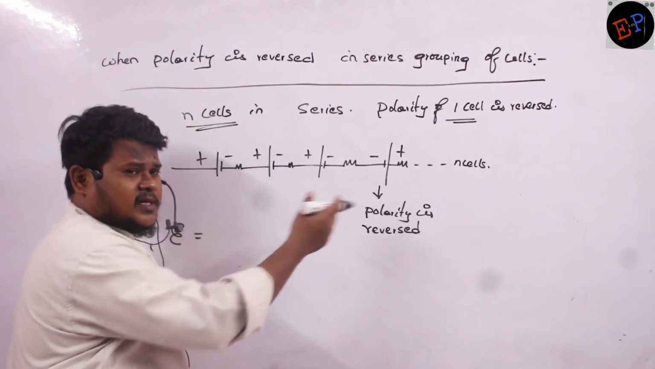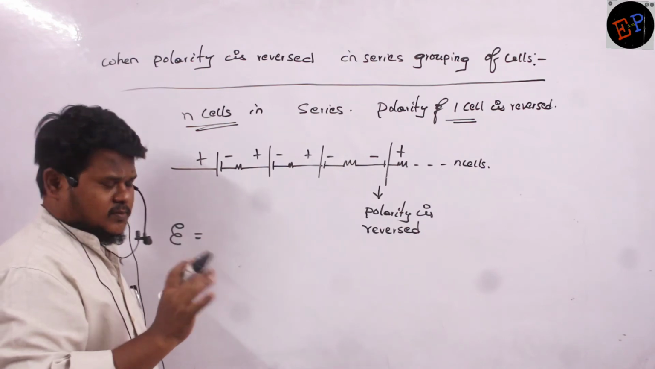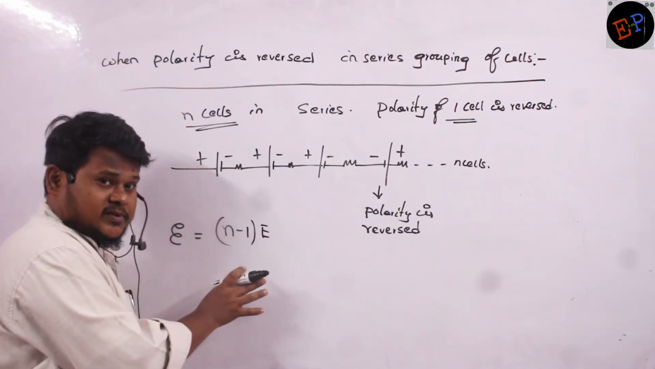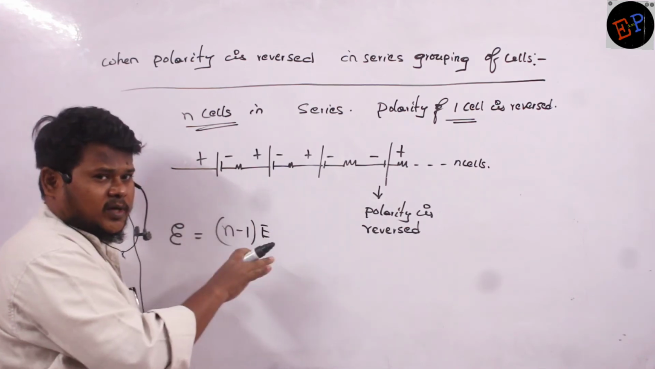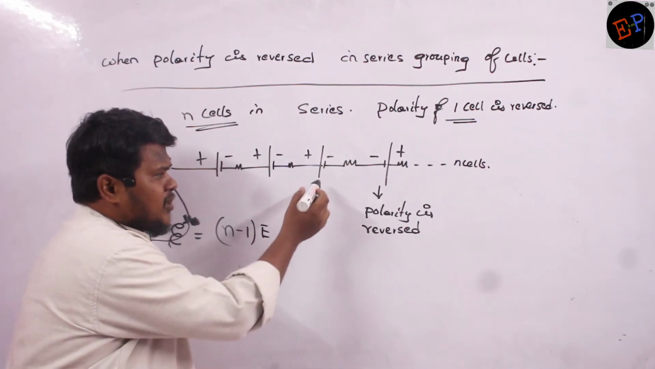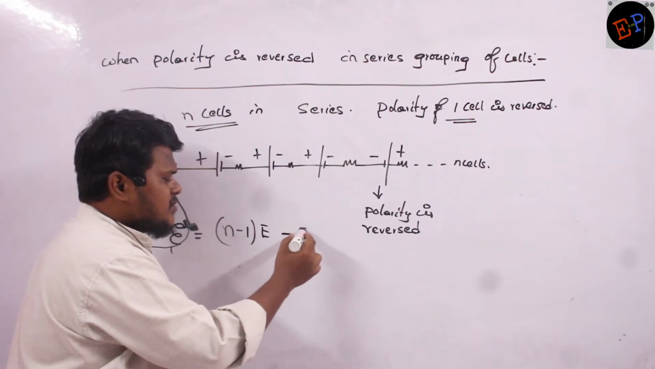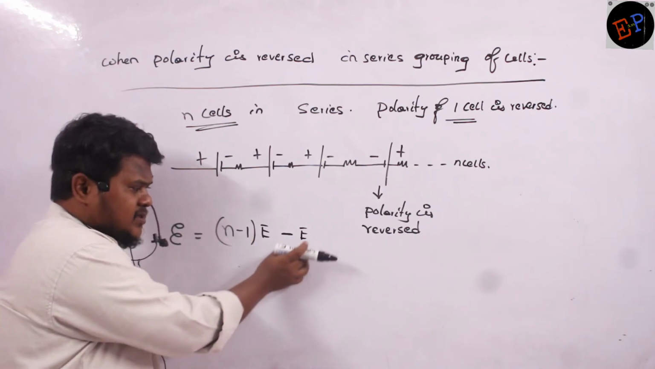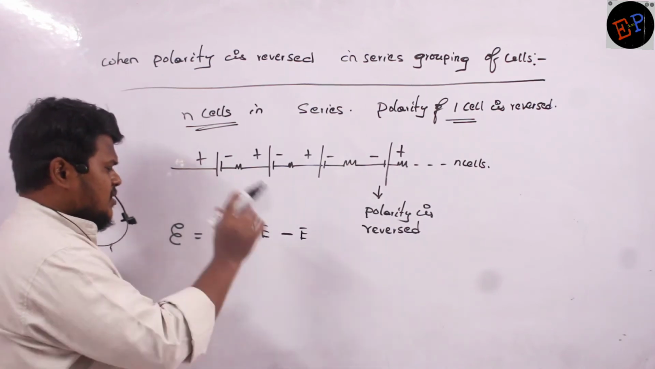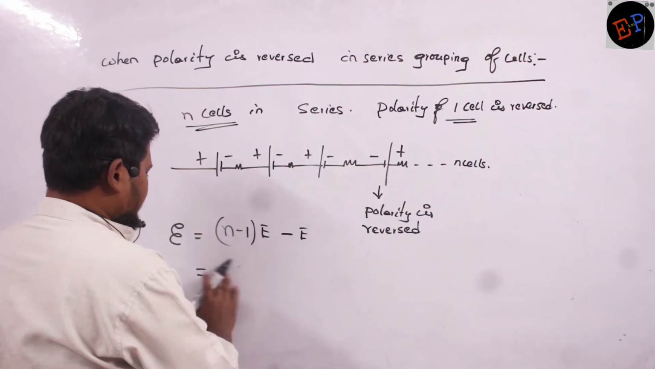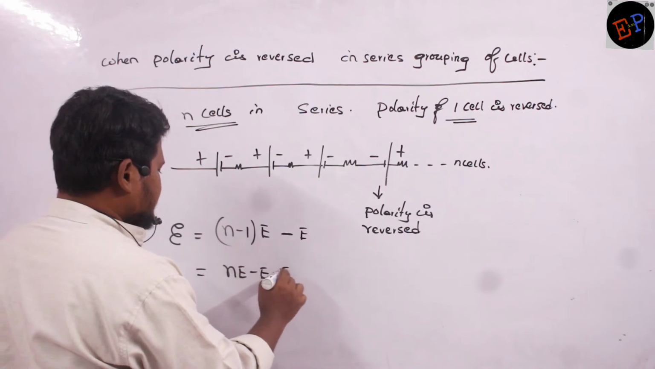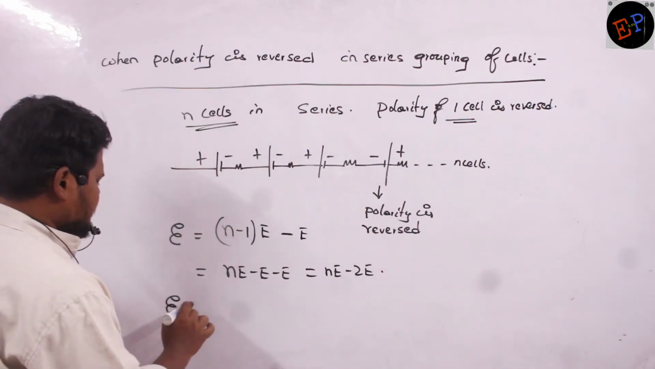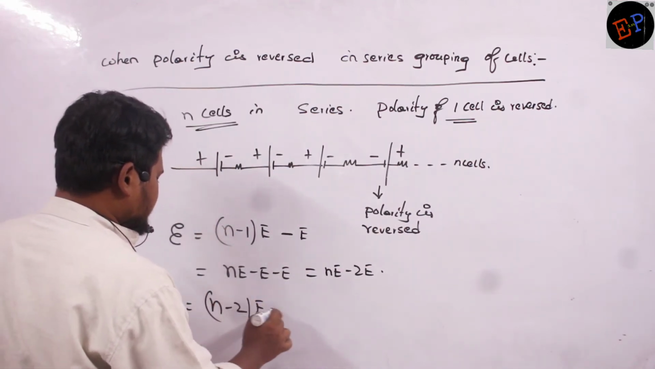See, the remaining cells which are connected in the same polarity are how many? N minus 1 cells. So N minus 1 multiplied by E. Remaining cells means cells which are connected with the same polarity. And one cell is connected in negative polarity, so you have to subtract that, minus E. N minus 1 into E is for the cells connected in the same polarity, and this is the cell connected in opposite polarity. So if you do the calculation, NE minus E minus E, that is NE minus 2E. So the effective EMF is N minus 2 into E.